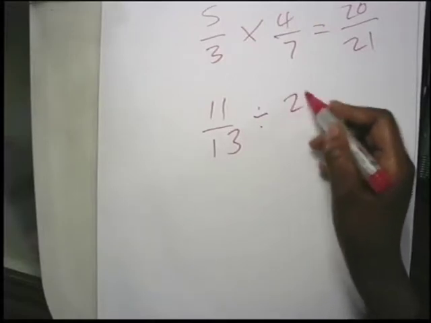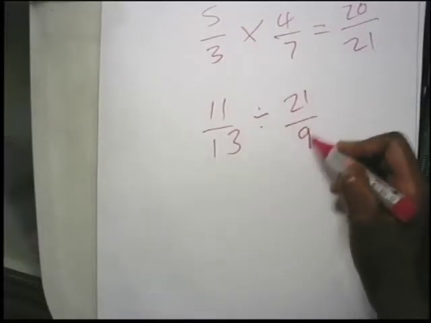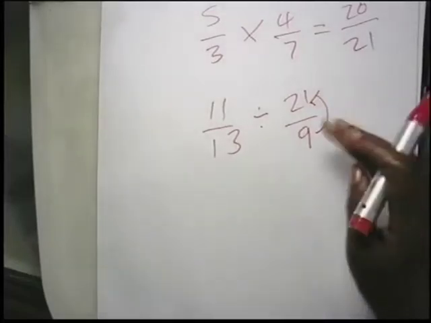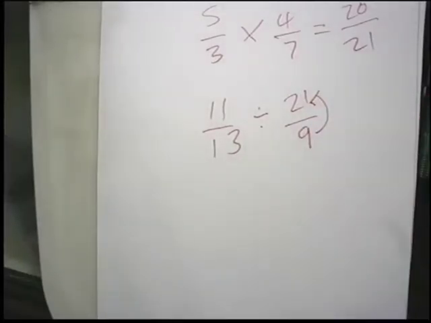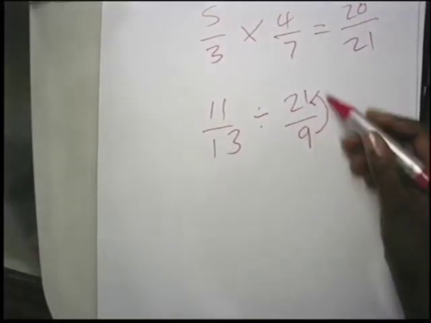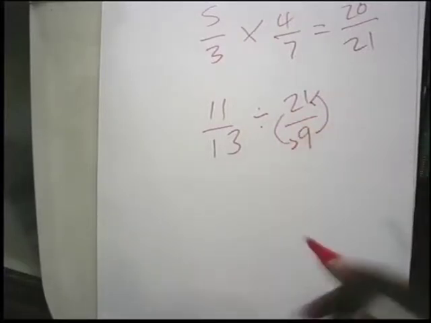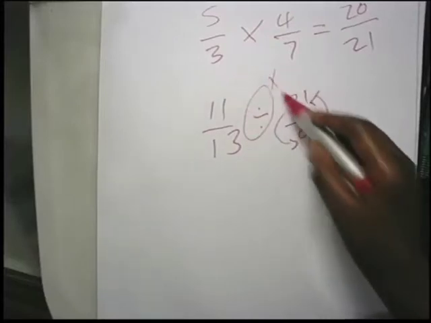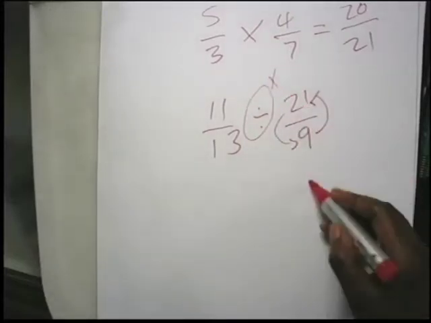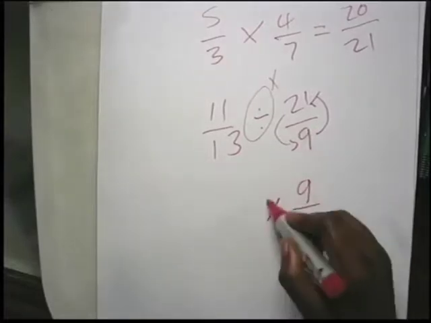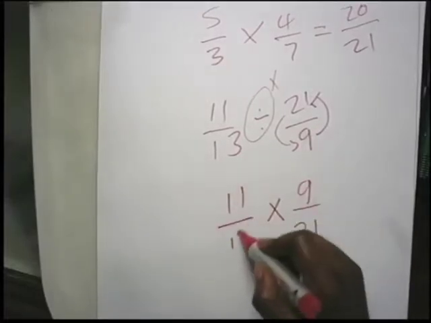The rule in division is you have to reciprocate the right hand side fraction. The number below comes up and the number up goes to the bottom, and then the division changes to multiplication. So the 9 comes up, the 21 comes down, the division changes to multiplication, and the first fraction remains the same.